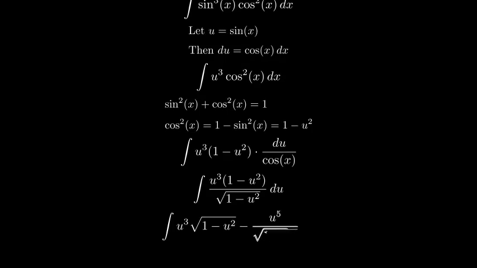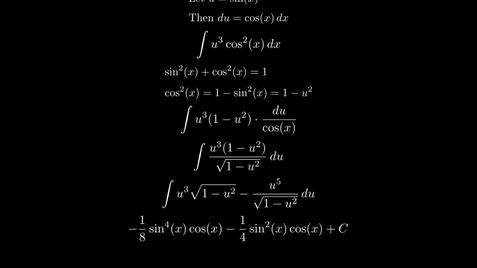Step 5. Let's simplify the integrand. The numerator expands to u³ minus u to the 5th power. When we divide by the square root of 1 minus u², we get u³ times the square root of 1 minus u² minus u to the 5th over the square root of 1 minus u². Step 6. This integral can be solved using substitution and parts, but it's quite lengthy.